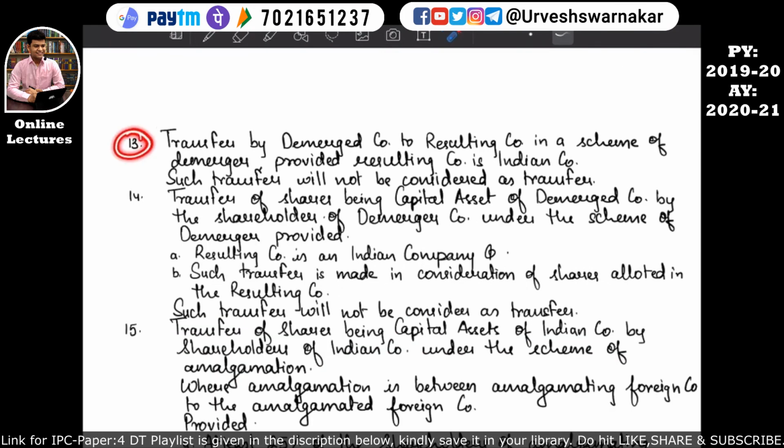So now let's understand point number 13. What does point number 13 say? Transfer by a demerger company to a resultant company in a scheme of demerger, provided the resultant company is an Indian company, then such transfer will not be regarded as a transfer.